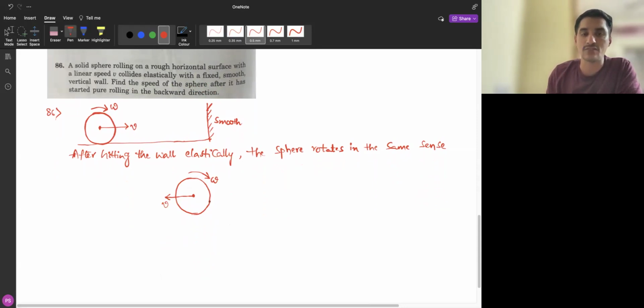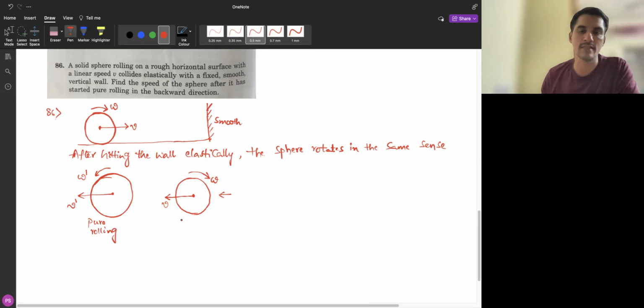Actually, as soon as it hits the wall, it starts moving like this only. But after some time, what happens? The rotation stops, and from there onwards, it starts rolling purely. It will be in pure rolling condition. Means it is omega dash, and it is v dash. This is pure rolling.